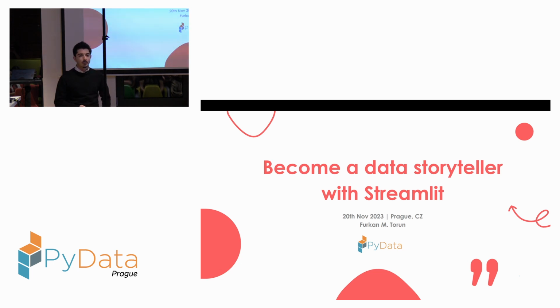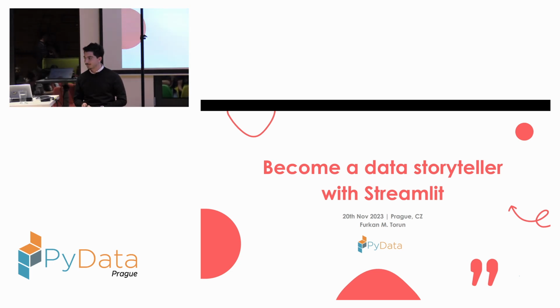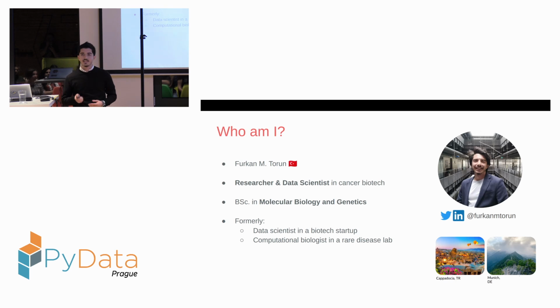And today I'm going to talk about how to become a data storyteller with Streamlit. As Jan mentioned, I'm from Turkey, and my background is fully genetics and biology, but then I turned to a bioinformatician position, and now I'm working as a data scientist in a cancer biotech company located in Munich. We are servicing cancer tests all over the world. This is where I'm from, and I live in Munich.